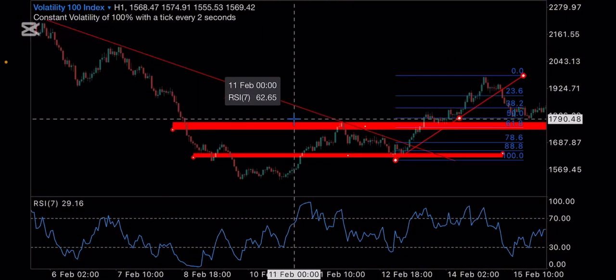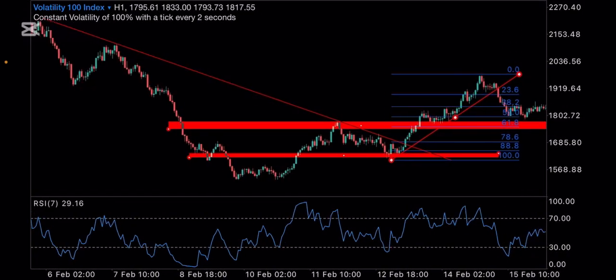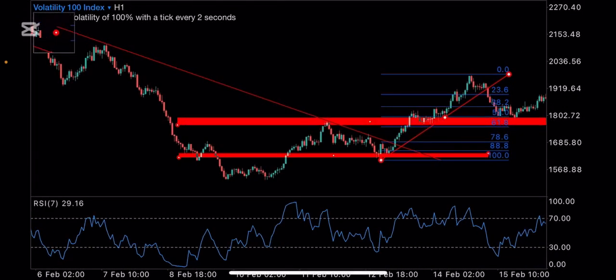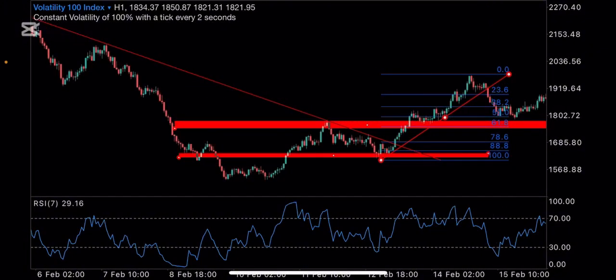Remember this red line I drew here? I want the market to also touch it. So the moment the market is able to come down to touch my red area, I will begin to think about entering the market. Now, how do I enter the market?